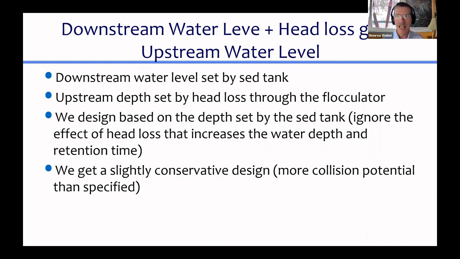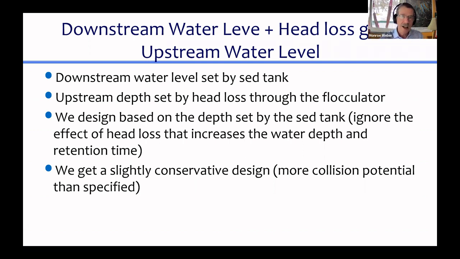Goodness, there's a typo on this, but downstream water level plus head loss gives the upstream water level. So this is about what's setting the water level in the flocculator. And the important thing is to recognize that there's a sedimentation tank downstream, and its water level is actually set by a weir at its outlet. And there's hardly any head loss through a sedimentation tank. About 5 centimeters is what we'll end up using. And so it's the sedimentation tank that sets the water level at the downstream end of the flocculator.